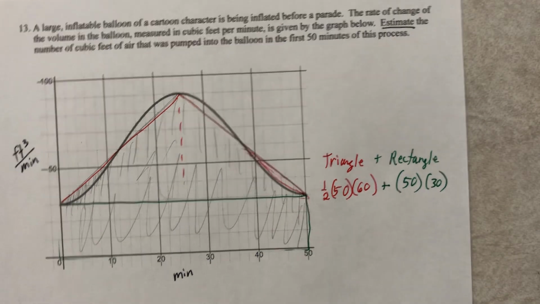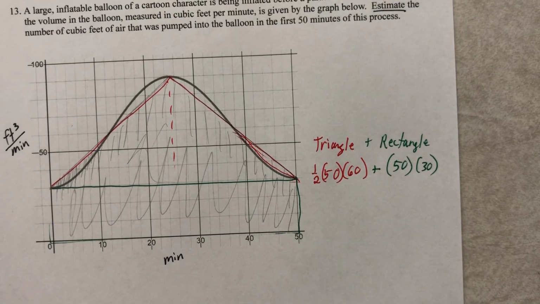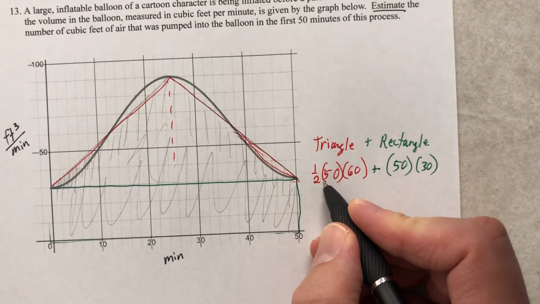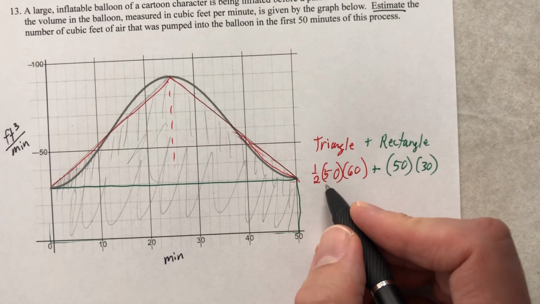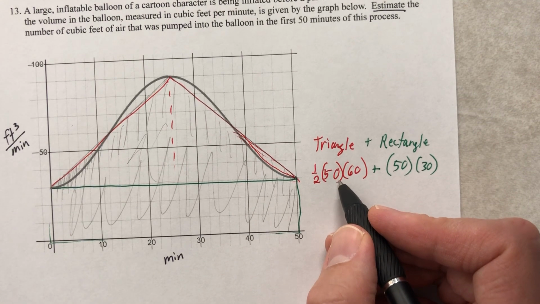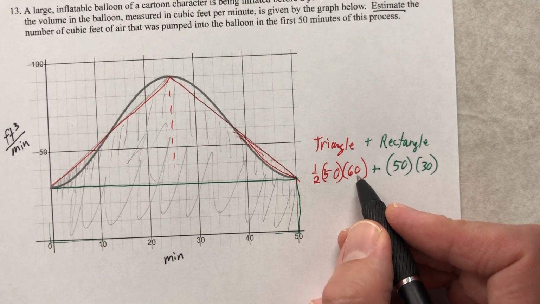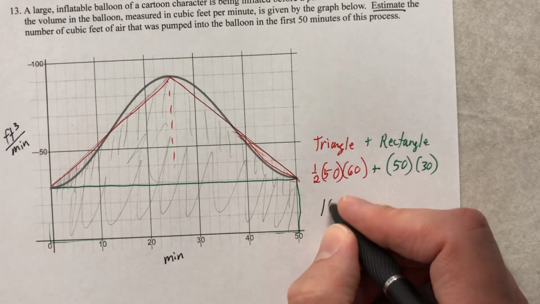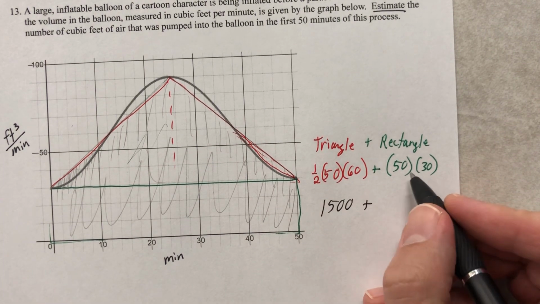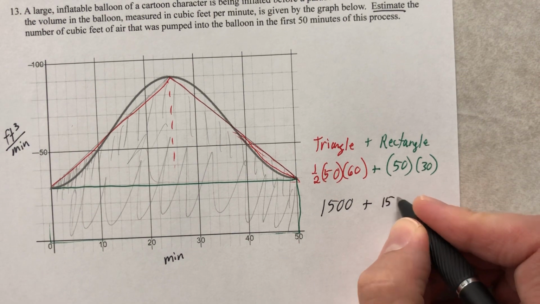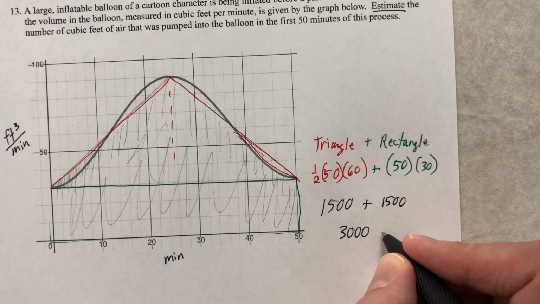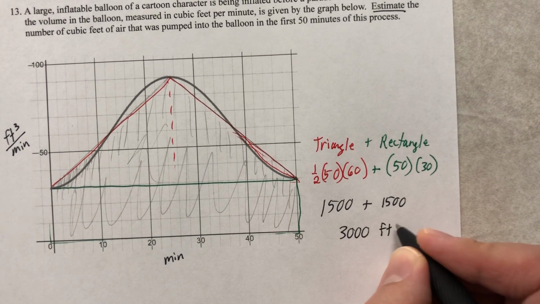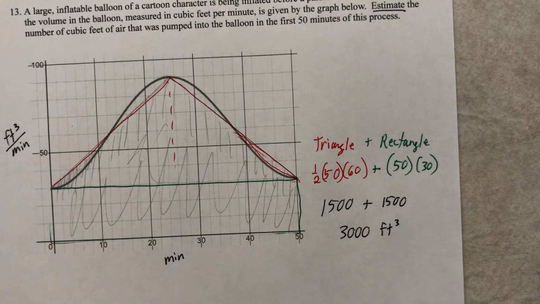We'll pretend like our calculators are inactive, and we will proceed. So 30 is half of 60. I was going to take half of 50 and you get 25, which is doable, but half of 60 is 30. 30 times 50 is 1,500. And then that is also 1,500. And so in this, we have 3,000 cubic feet. There we go.